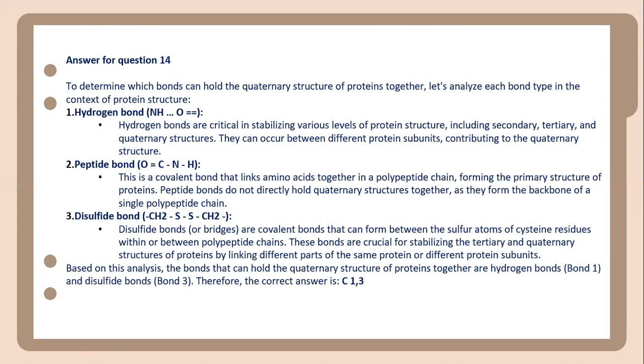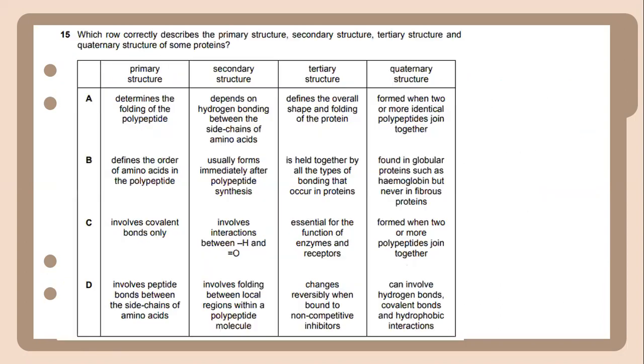And 3 is a disulfide bond. Disulfide bonds or bridges are covalent bonds that can form between the sulfur atoms of cysteine residues within or between polypeptide chains. And these bonds are crucial for stabilizing the tertiary and quaternary structures of protein by linking different parts of the same protein or different protein subunits.